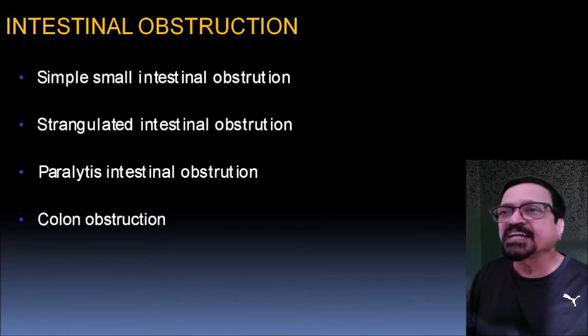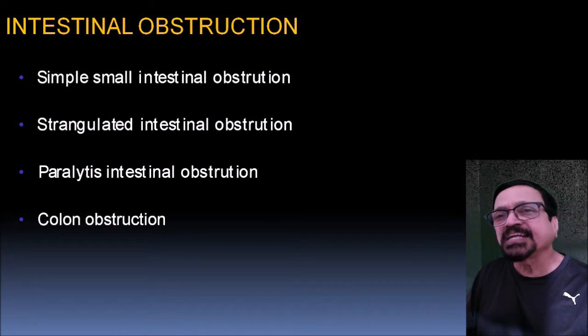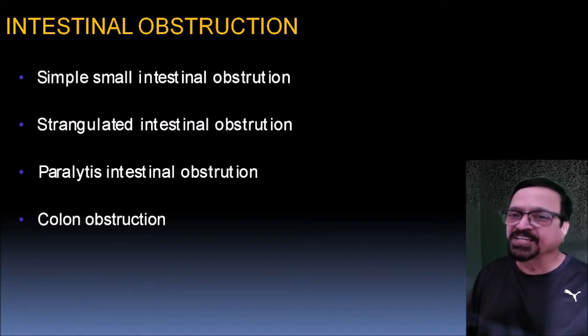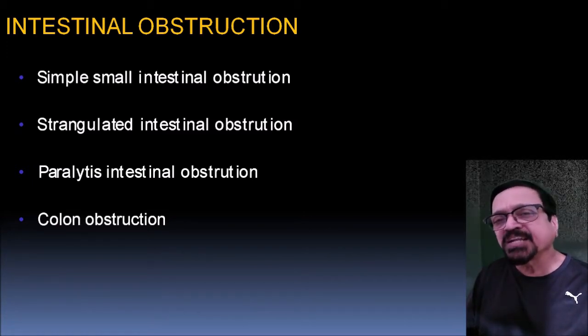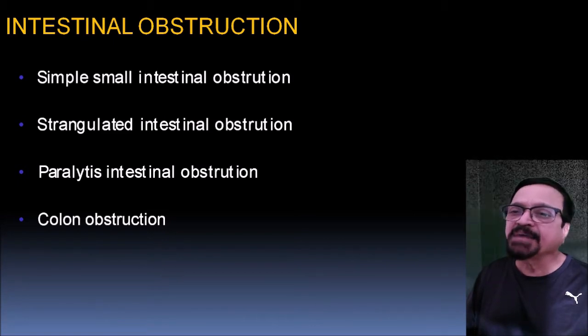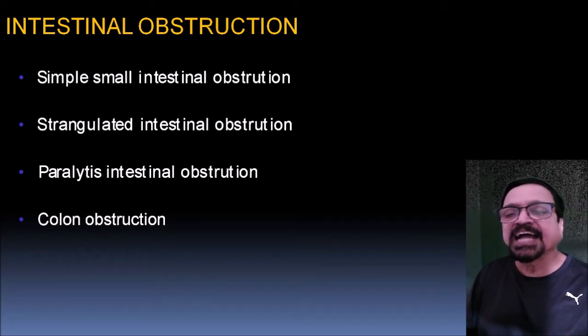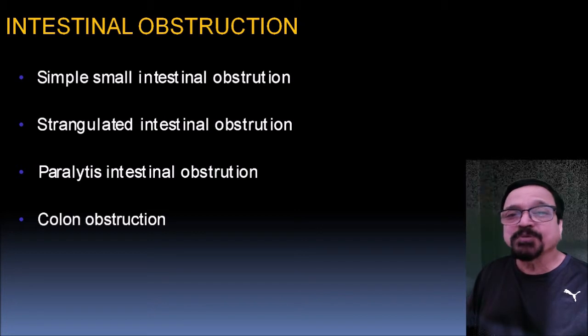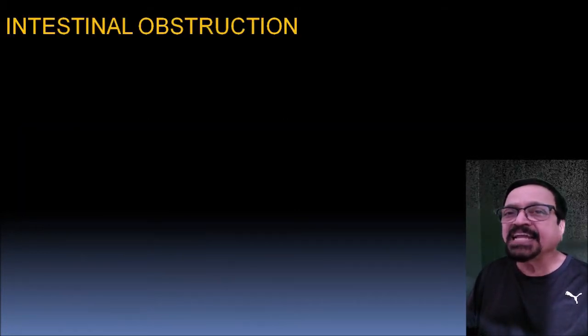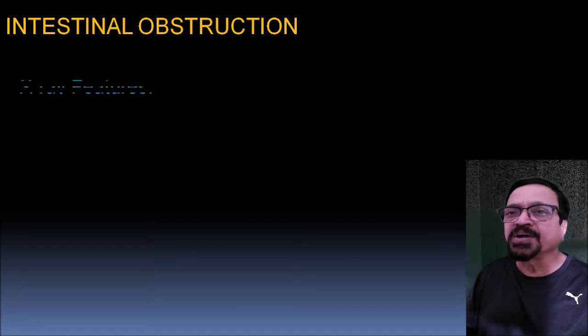Now continuing it further, the simple small bowel obstruction can be there, then strangulated intestinal obstructions, they are more common with the hernias, and paralytic intestinal obstruction particularly with electrolyte imbalances and in postoperative status, and the colonic obstructions. The most important role in intestinal obstruction is played by the plain X-ray, and plain X-ray versus the diagnosis of obstruction is elaborately covered.